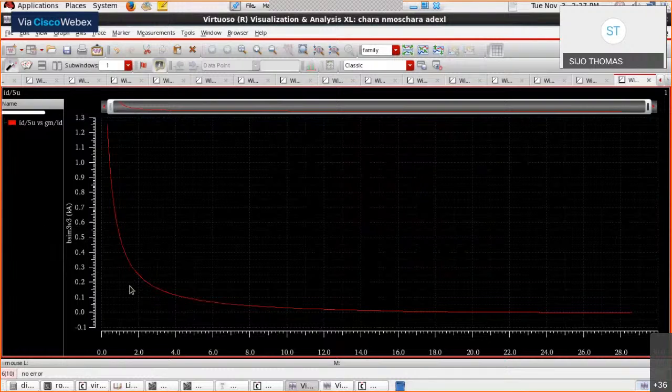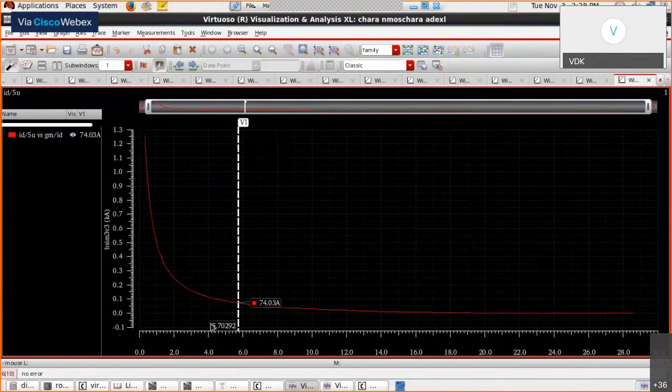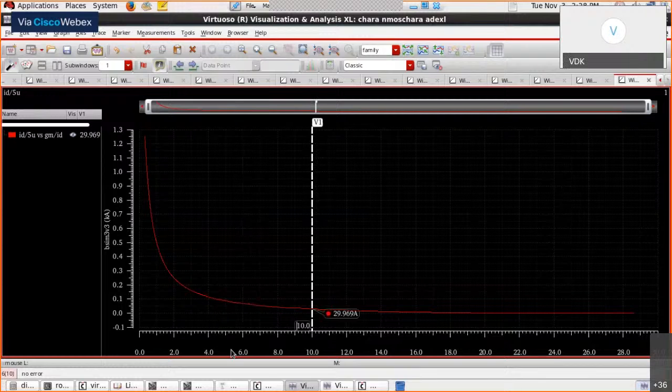All right, so on the y-axis now we have the current density, and on the x-axis we have GM over ID. So set up a vertical cursor now for GM over ID of 10 and look up what is the current density.